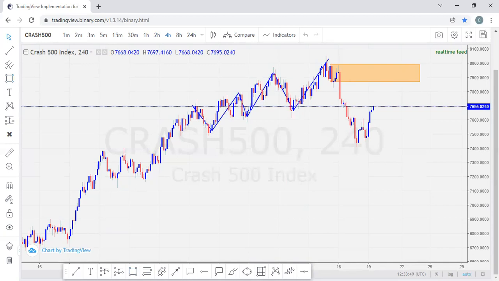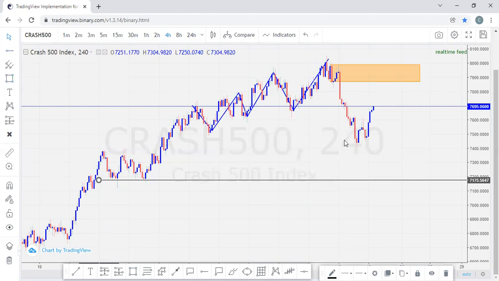I'm looking at here for my profits. I can see liquidity building around there. So I'm looking at this. I was expecting the market to give that buy here and then fall all the way into this point. All right, so that is about Crash 500.